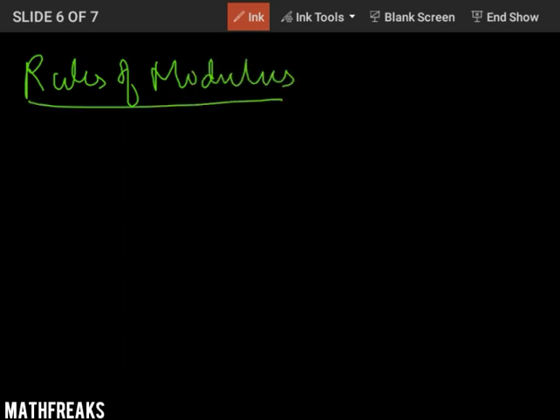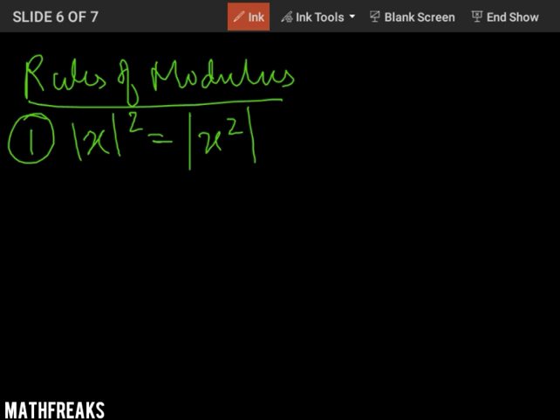for the modulus function. So, rules of the modulus function. Now the first rule is that mod of x whole squared is equal to mod of x squared. This you can check with some examples, like any number. Second is that mod of x1 multiplied by x2 is also equal to mod of x1 multiplied by mod of x2.